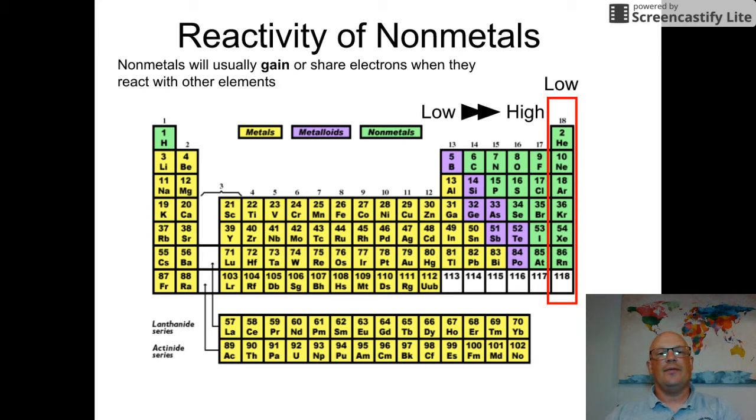Row 18 has a very low reactivity because that outer shell is full. They don't need any more electrons. Nonmetals will usually gain or share electrons when they react with other elements. If you look at row 17, it has 7 electrons on that outer ring. It only needs one more, and so it's going to steal one from another atom in order to get that. Those 14 and 15, they're usually going to share theirs in order to fill up their rings.